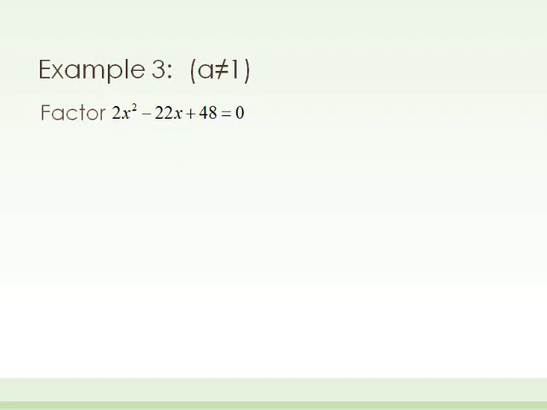And later when you go to Algebra 2, you will learn how to factor without using the quadratic formula if a is not 1. But for geometry, we're just going to use the quadratic formula. In this case, a is positive 2, b is a negative 22. You've got to be very careful. That negative sign belongs to the 22. And c is a positive 48. So I'm going to go ahead and write here the quadratic formula, and then we're going to fill it in.